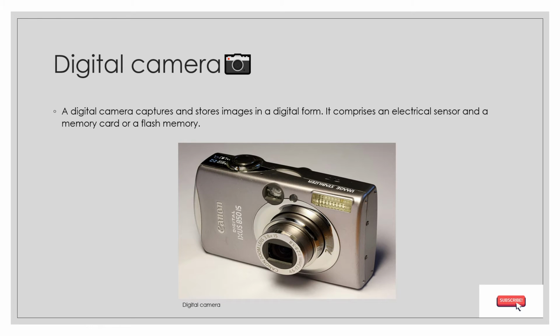Digital camera. A digital camera captures and stores images in a digital form. It comprises an electrical sensor and a memory card or a flash memory. So as you can see, this picture is a digital camera.